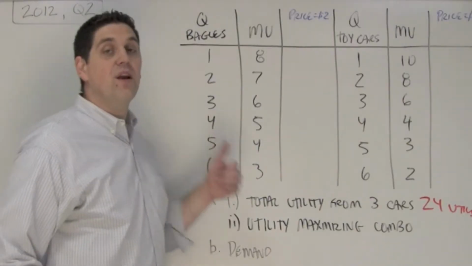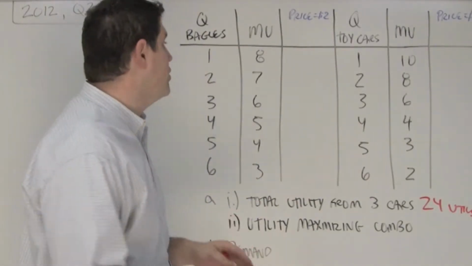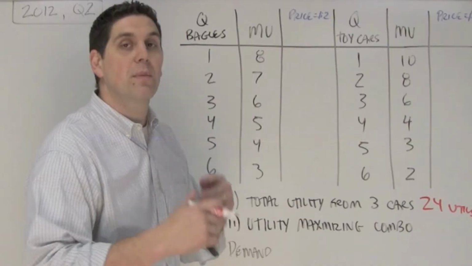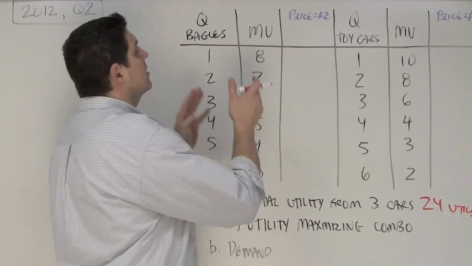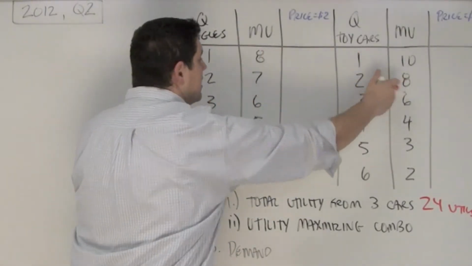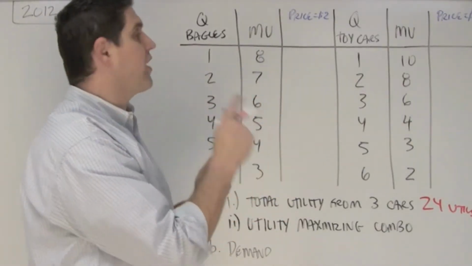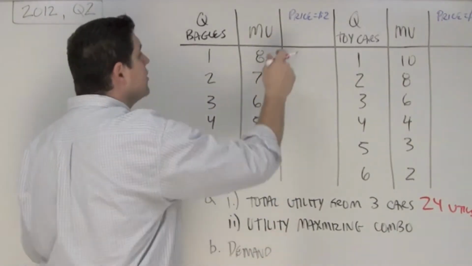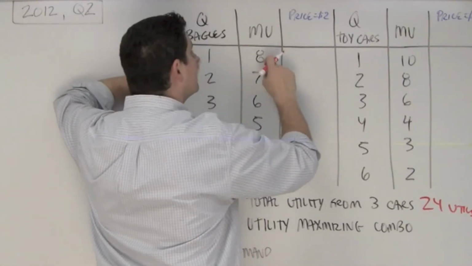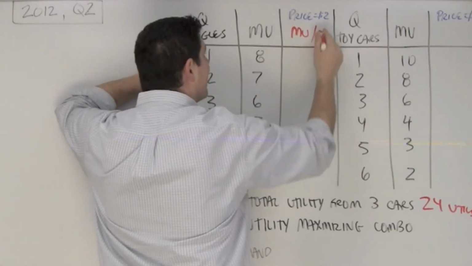Now, for the next one, to figure out the utility maximizing combo, what you need to figure out is something called marginal utility per dollar. Marginal utility per dollar is adjusting the marginal utilities that are given to you by dividing by the price, and that puts them in like terms, so you can figure out which ones you should buy first. So the marginal utility per dollar is the marginal utility divided by the price of that product.